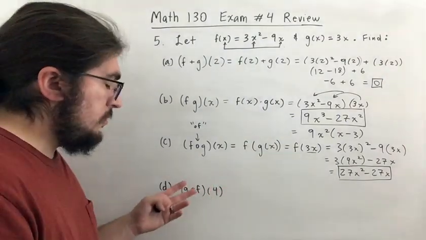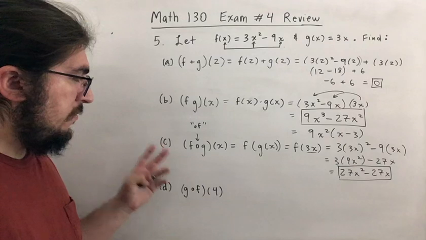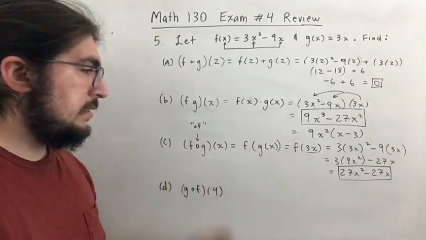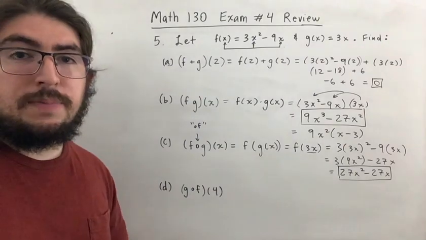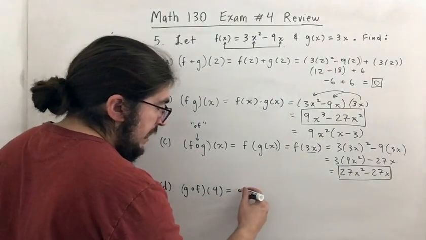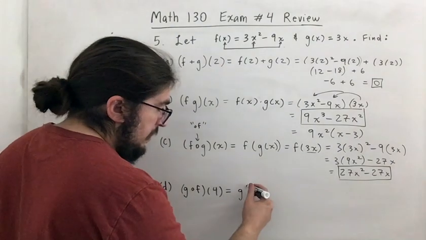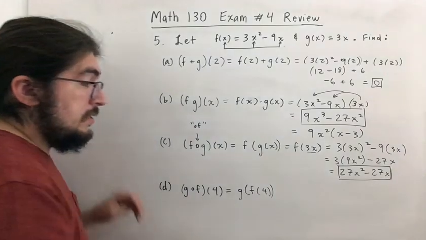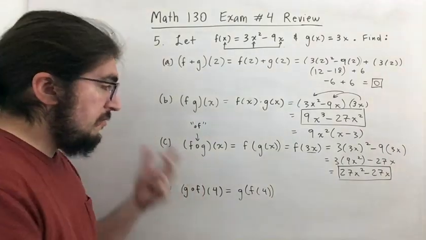So if you wanted to, you could find g of f of x, like I did here for f of g of x, and then plug in 4 into that. But instead, I'm going to take this bit by bit. And just notice by definition, this is g of f of 4. So instead, I'm going to just start from the inside. So what is f of 4?